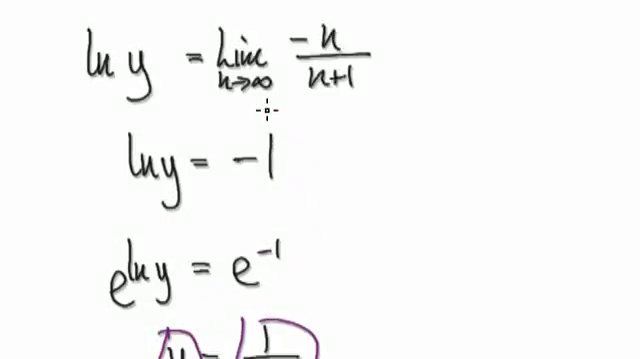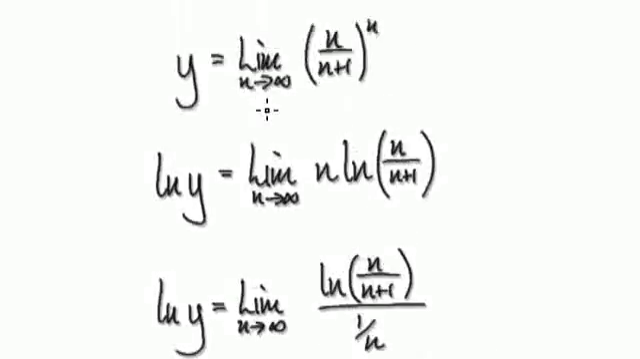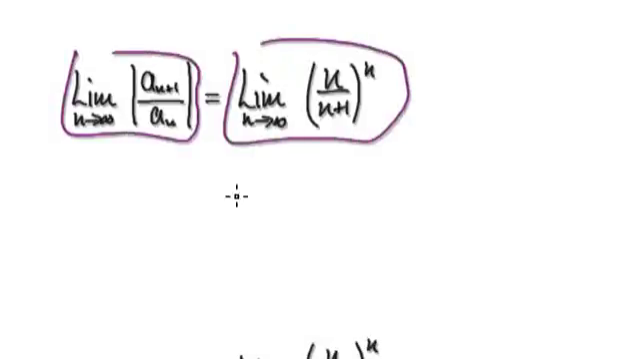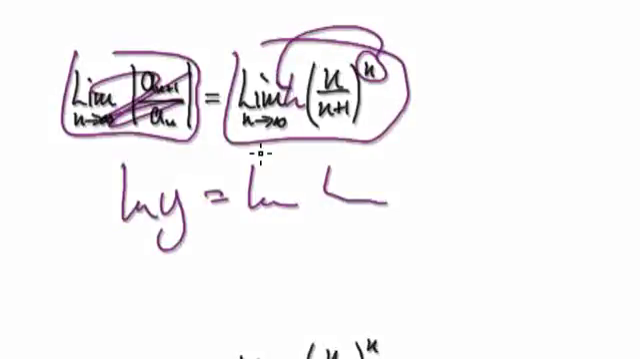So let me go back right from the start. Right from the start, we said that this thing here equals this thing here. But then I said, let y be this thing here. And then we can take the natural log of both sides. Take the natural log here. This will then come down here.